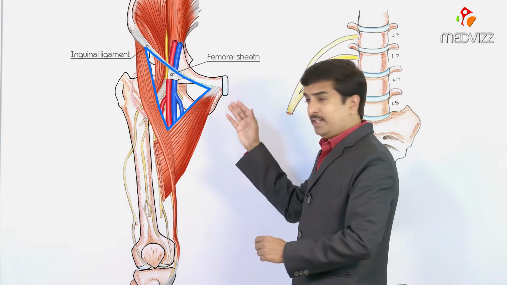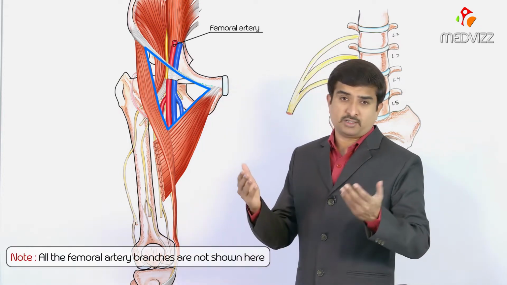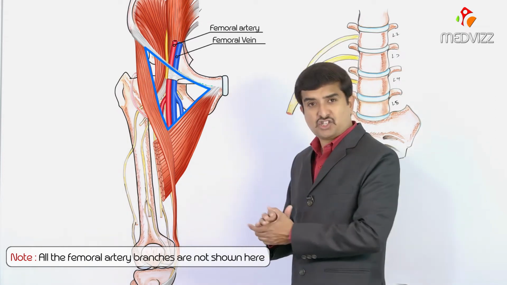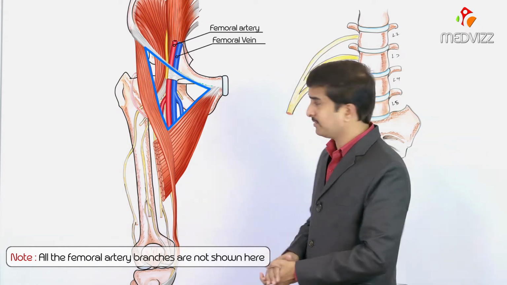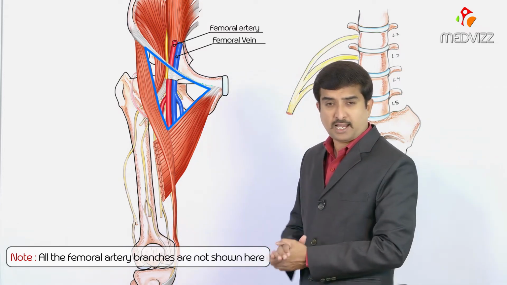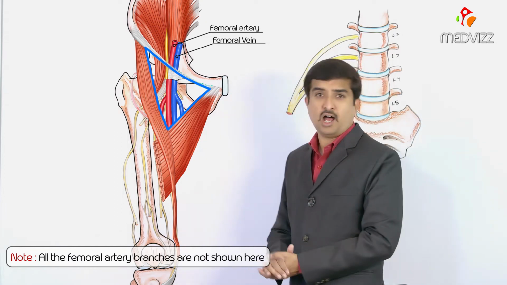where in the femoral triangle the nerve is related lateral to the femoral artery, because the femoral artery as well as femoral vein are enclosed by the femoral sheath. That's the reason we say the femoral nerve is lateral to the femoral sheath, and the femoral sheath encloses the femoral vein as well as femoral artery.